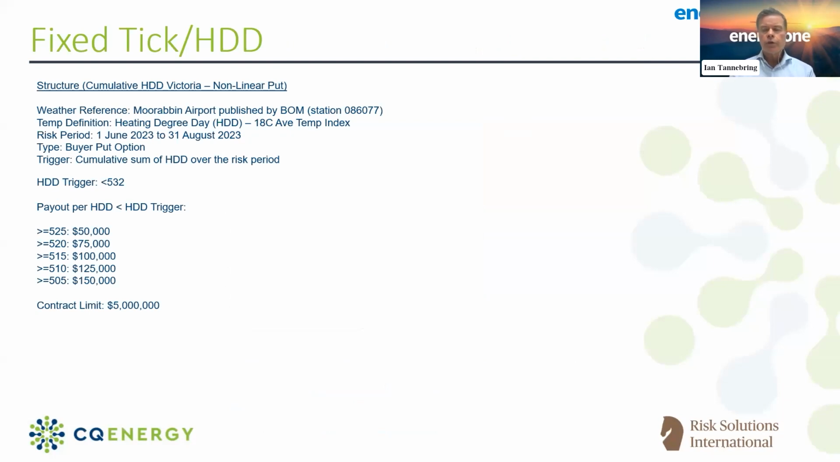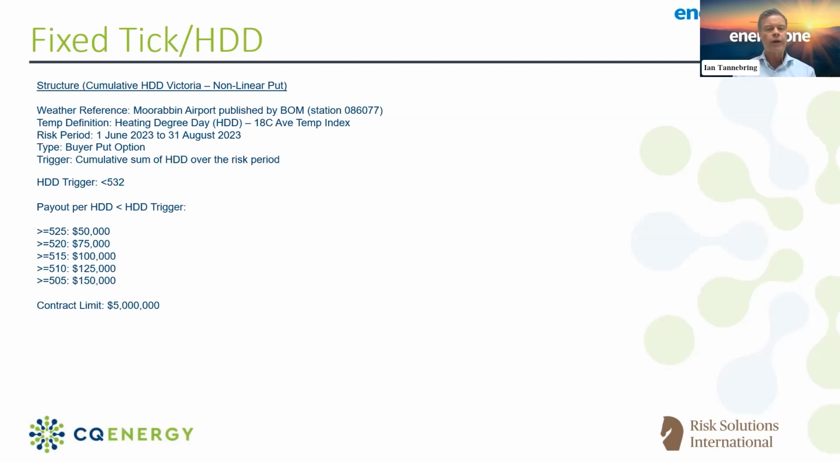To give you a few examples, which are fairly generic and fairly vanilla, and there are much more sophisticated versions of these, just to step you through a number. The first one is a fixed tick heating degree day structure. Heating degree days, if you're not familiar, and cooling degree days are effectively a common measure of heating and cooling requirements for buildings.